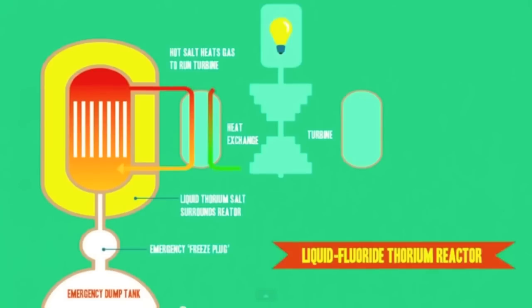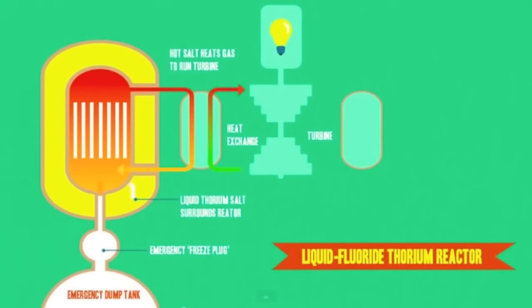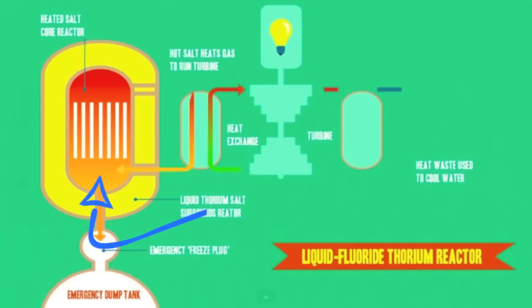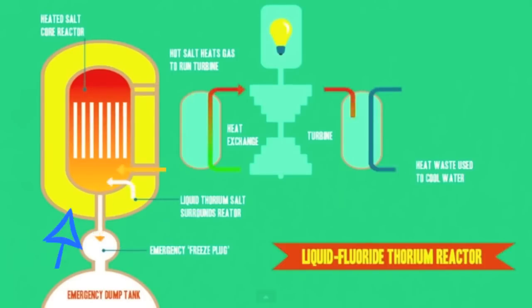Liquid fluoride thorium reactors use thorium as fuel. Fission of the fuel heats the salt core of the reactors. The core of the reactor is surrounded by a tank containing a mixture of liquid thorium salts. This tank absorbs the radiation and forms new fuel that is gradually fed into the core.